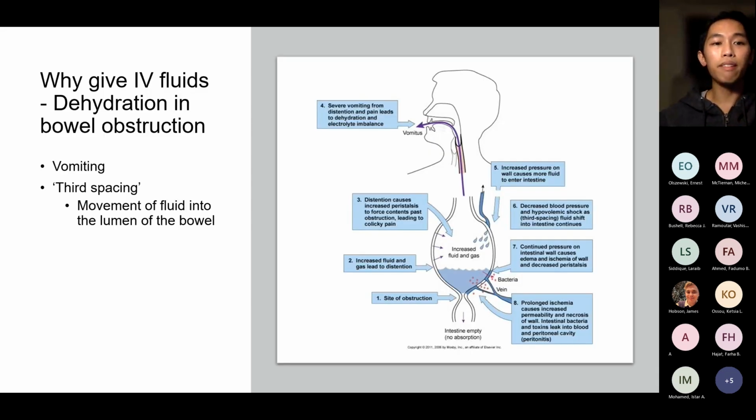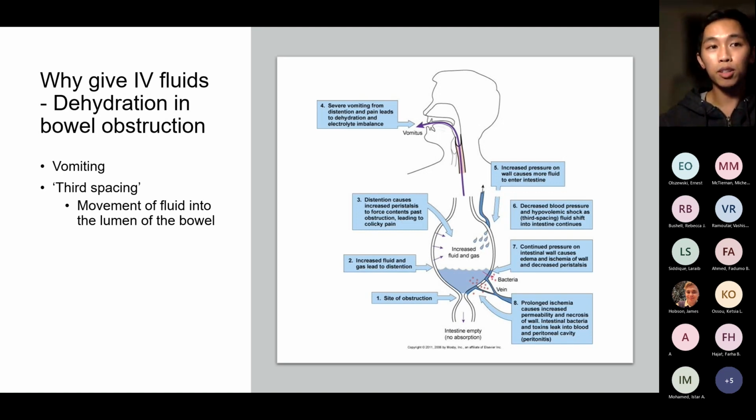Now, why do we give IV fluids in someone with a bowel obstruction? Well, in a bowel obstruction, because the contents of the gut can't pass through, rather than going down, it goes the other way. So a lot of the time, the patients are dehydrated because they're vomiting so much. Another reason why patients with a bowel obstruction are severely dehydrated is because of a phenomenon called third spacing.